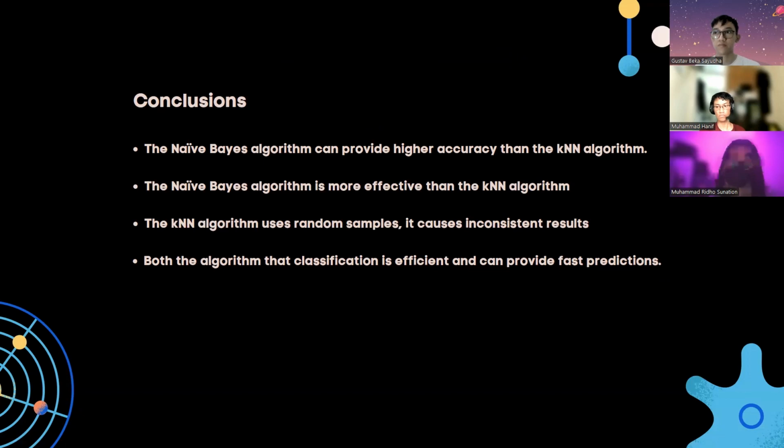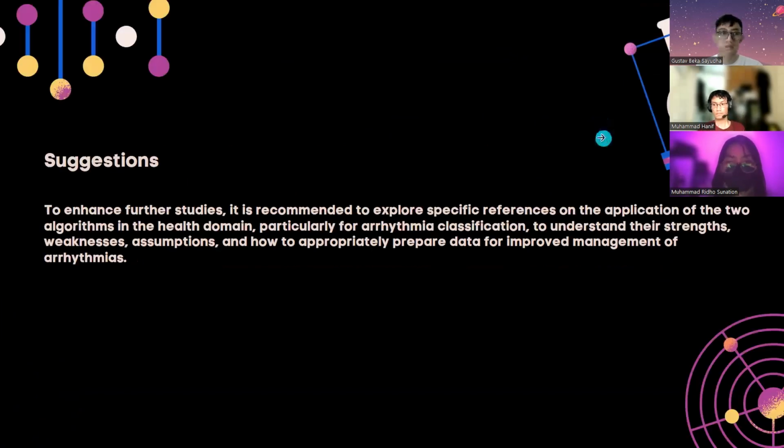Okay, the conclusion. First, the naive Bayes algorithm can provide a higher accuracy than the KNN algorithm. Second, the naive Bayes algorithm is more effective than the KNN algorithm. The KNN algorithm uses random samples, which causes inconsistent results. And the last one, both classification algorithms are efficient and can provide good predictions. Next.